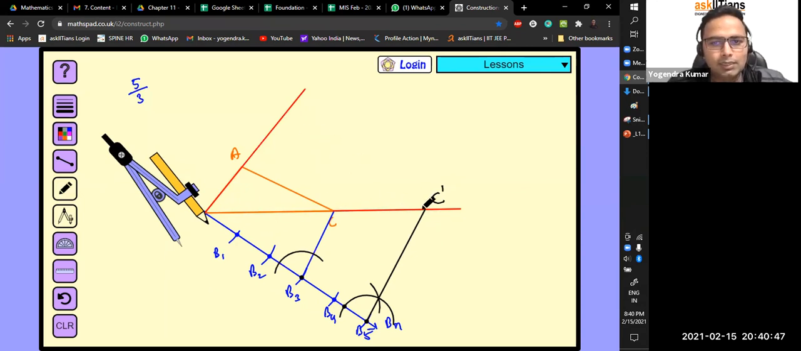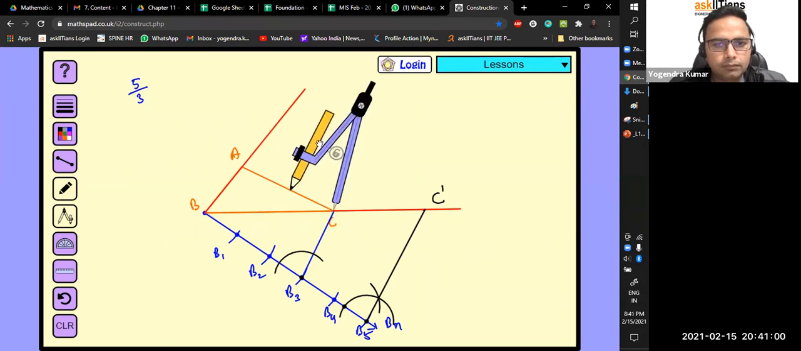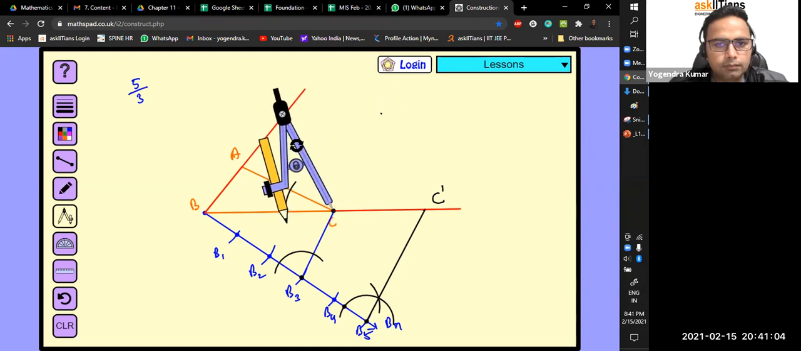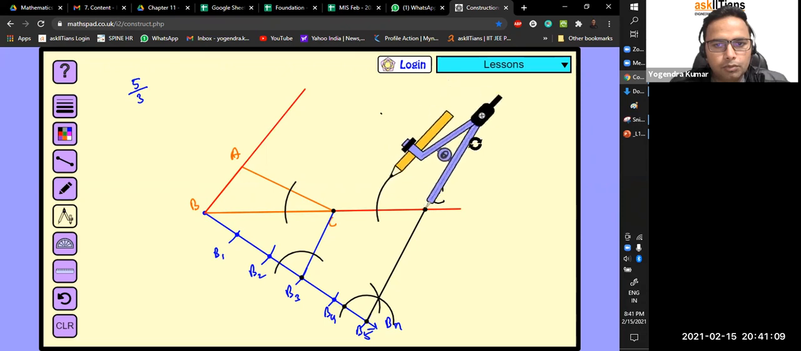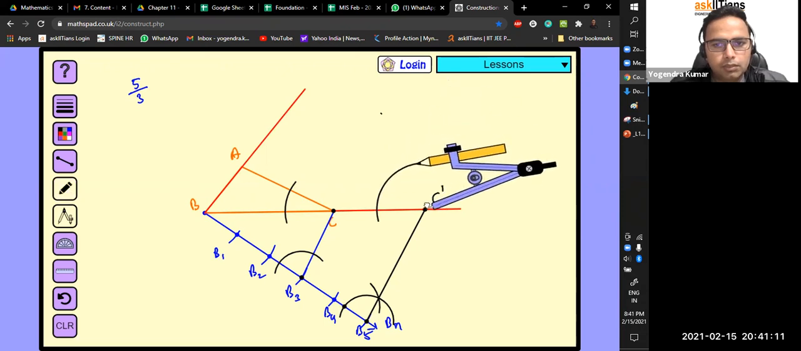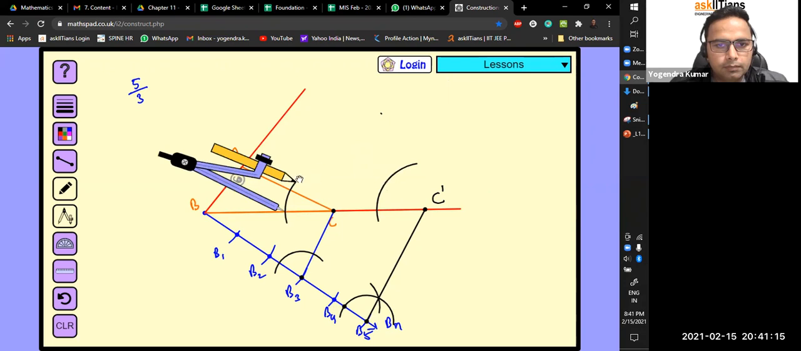C dash. Now we need a parallel line to AC as well from this C dash point, because that is what will give us our A dash after that. So let me take this much arc here and the same arc from here. I hope you're getting this point because this is very, very important. Okay, we got this much.